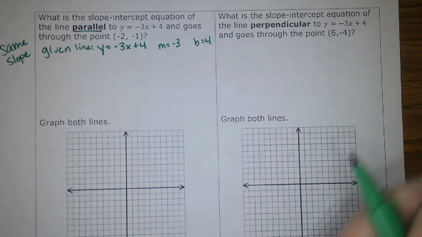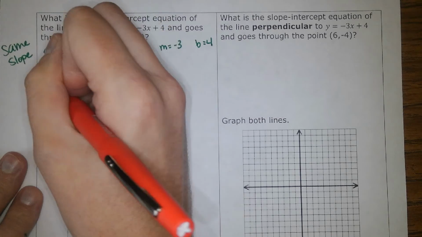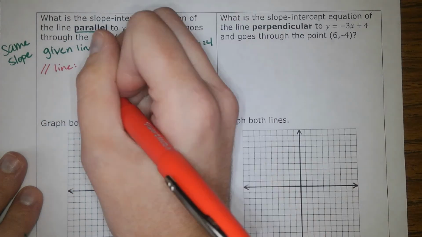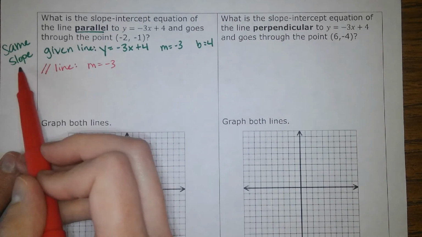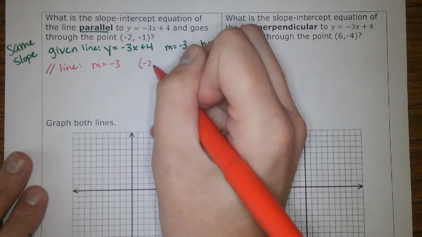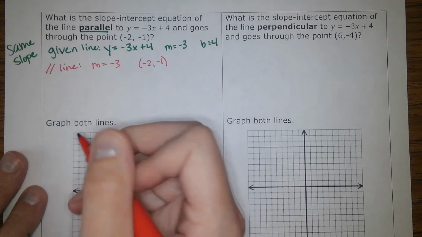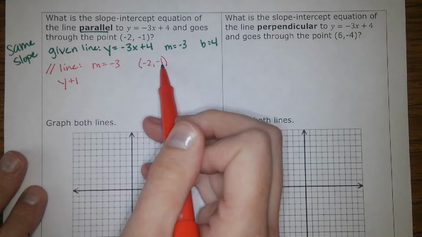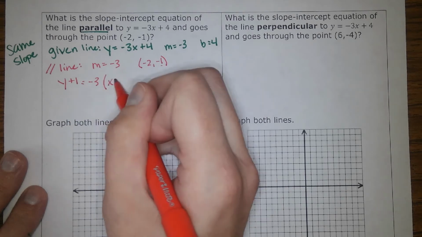So my parallel line, because we're dealing with parallel lines, my slope is still equal to negative 3 because they have the same slope, right? And my point that they give me is negative 2, negative 1. So now that I have a slope and I have a point, I can write my equation. So I have y plus 1 equals negative 3 times x plus 2. Remember, we flip those signs.